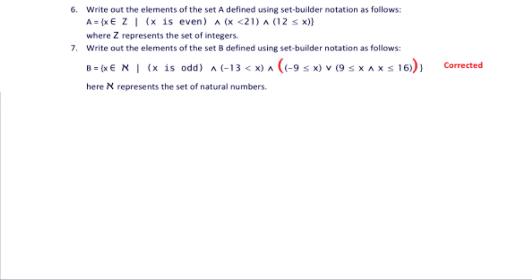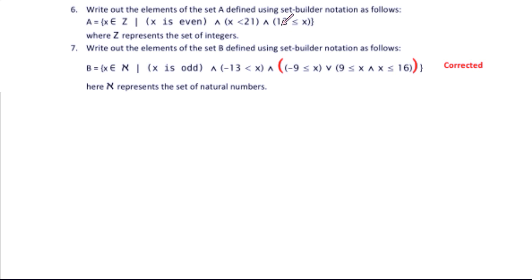Okay, in this video I'm going to do these two example problems using set builder notation. In both problems it says to write out the elements of the set. And so we've got sets A and B here. Set A is all those x in the set of integers such that x is even and x is less than 21 and x is greater than or equal to 12.